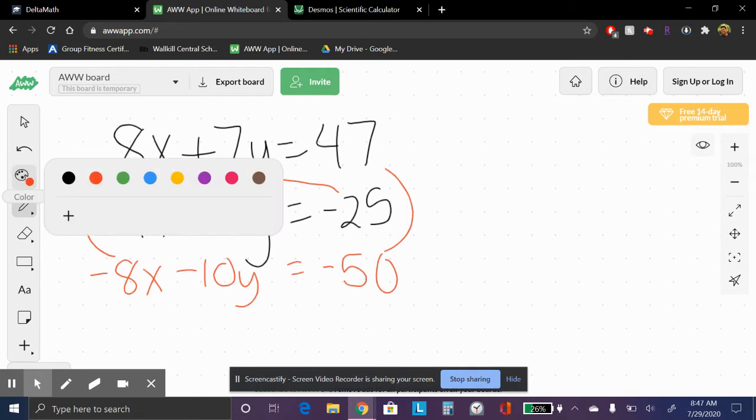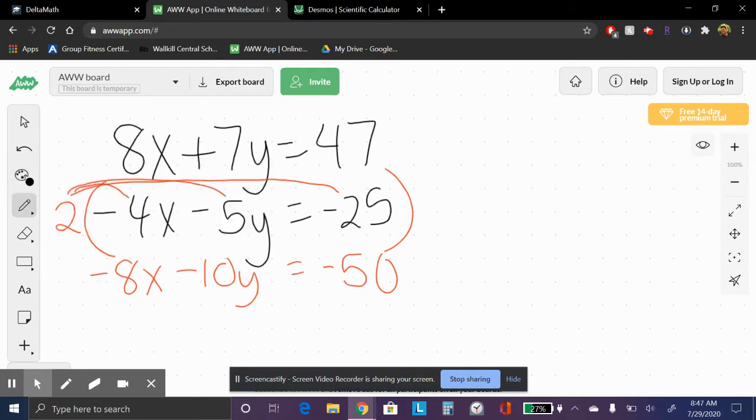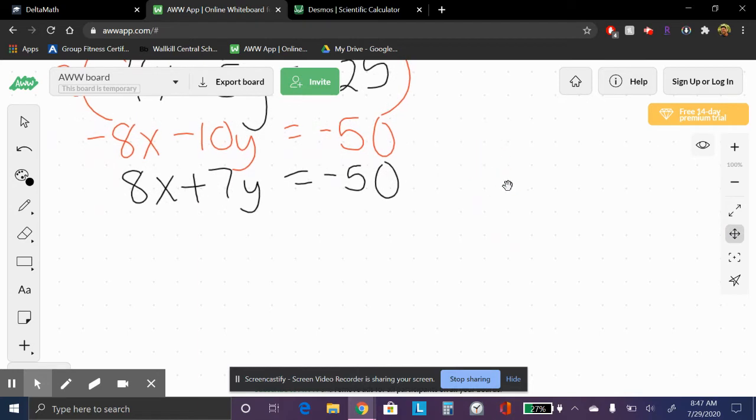And then I'm going to write this top equation right below it. So now I can add them together. So that's my new system that I'm going to solve. So you'll notice these cancel out.